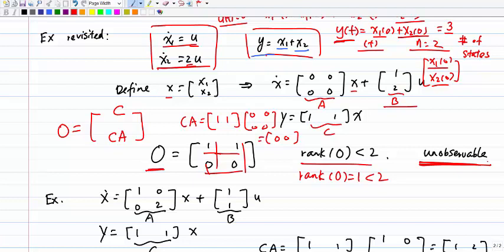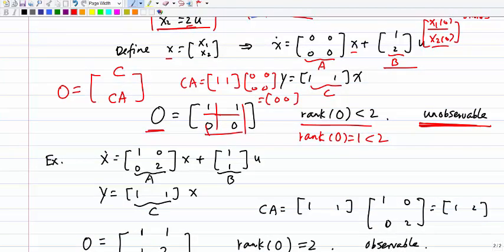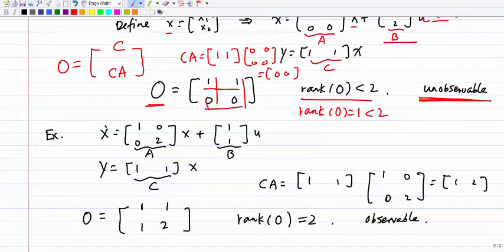So let's go to the next example. Here the second example says x dot (t) is [1 0; 0 2] x(t) plus [1; 1] u(t), and y(t) is [1 1] times x(t). Let's see if this is observable or not.